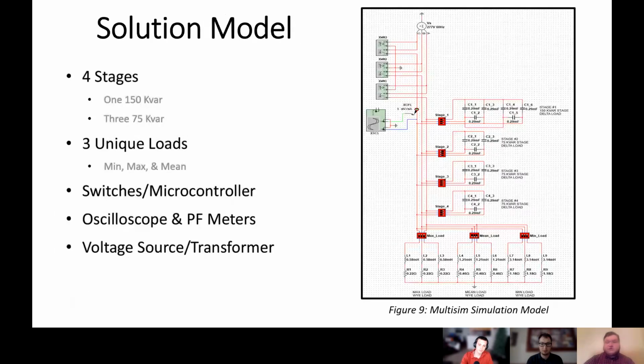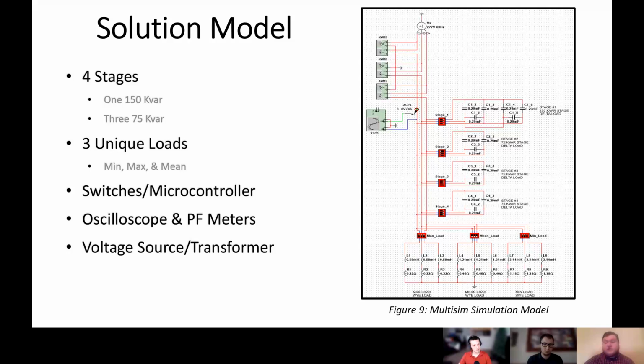So here's our solution or model. Here in figure 9, you can see the capacitors. Right here, we have 4 stages along the right: stage 1, stage 2, stage 3, and stage 4. Stage 1 is 150 kVAR, and then the other 3 are 75 kVAR.